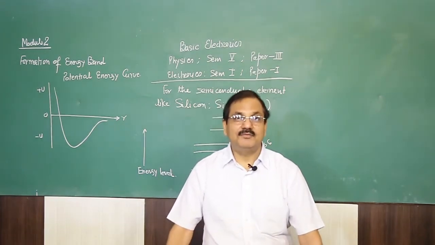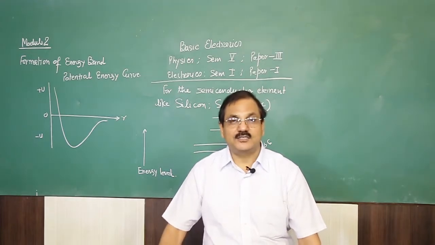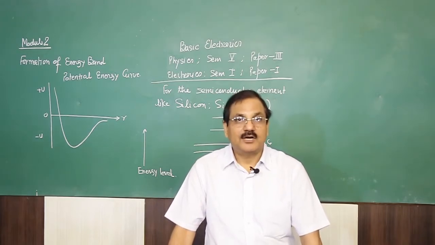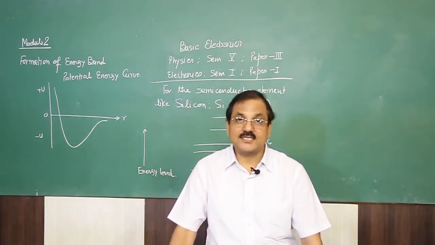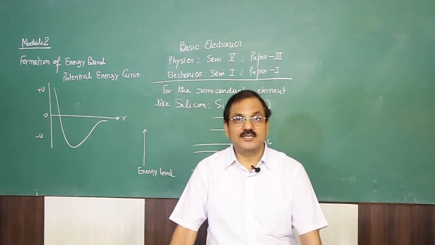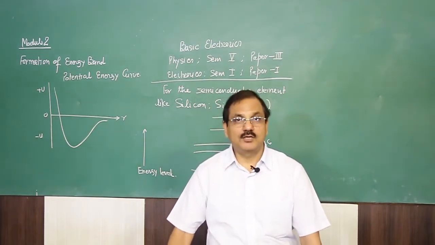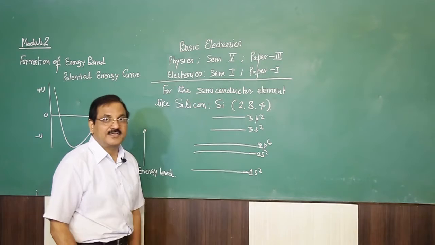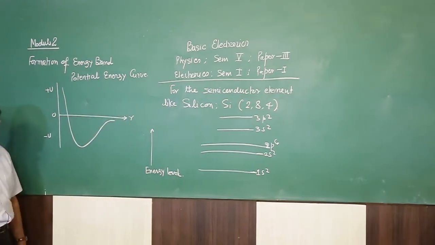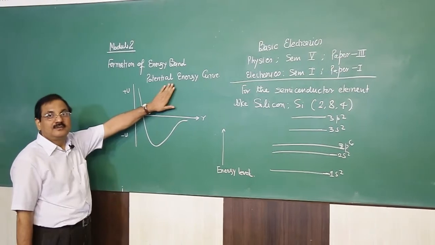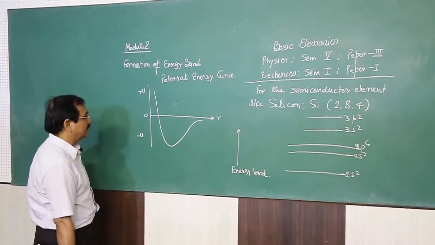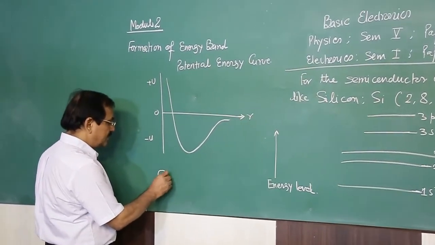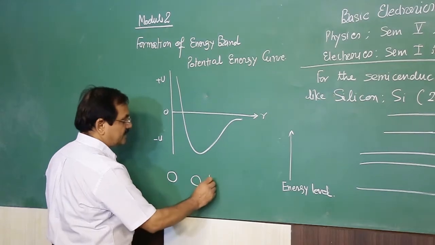Basically, whenever we try to define the crystal or diatomic molecules, then there is a formation of an energy curve on the basis of the interaction potential. This is known as the potential energy curve for the formation of molecules or crystals from the atomic states. For this, we consider the famous potential energy curve, which is used to define the molecular state from the atomic state.